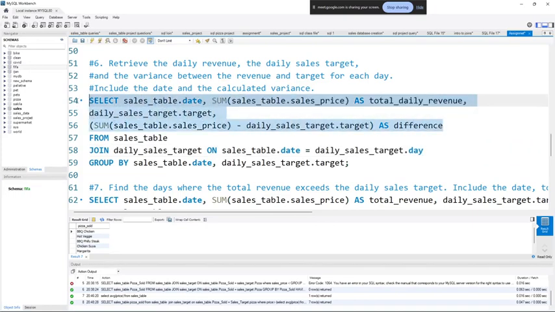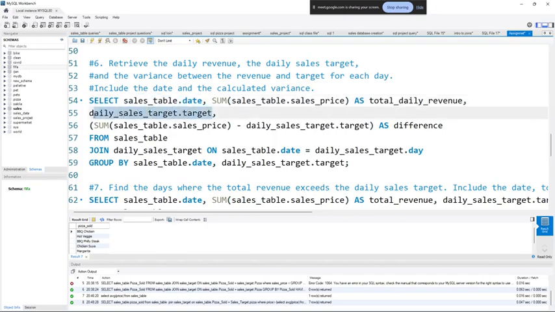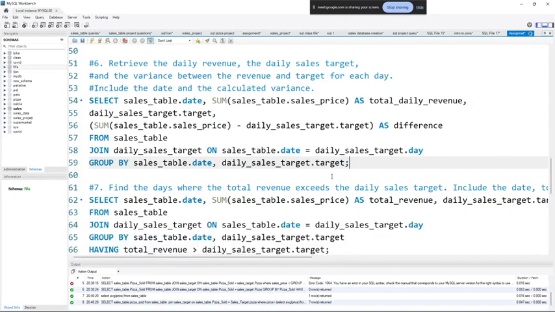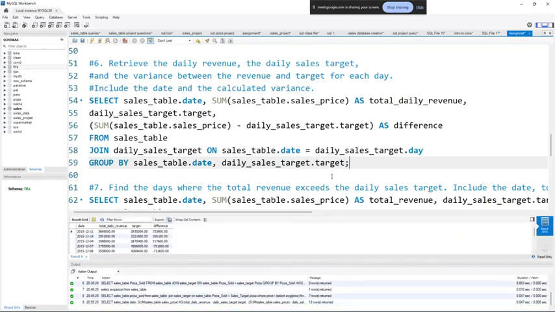Then, if you look at everything that I'm doing here, only two things are not aggregate functions. This one here, and this one. So I'm going to group by those two things that are not aggregate functions, because even in the difference column, there's an aggregate function here. So now, I'll group by this, and I'll also group by this. And I'll run it, and I'll get my answer.